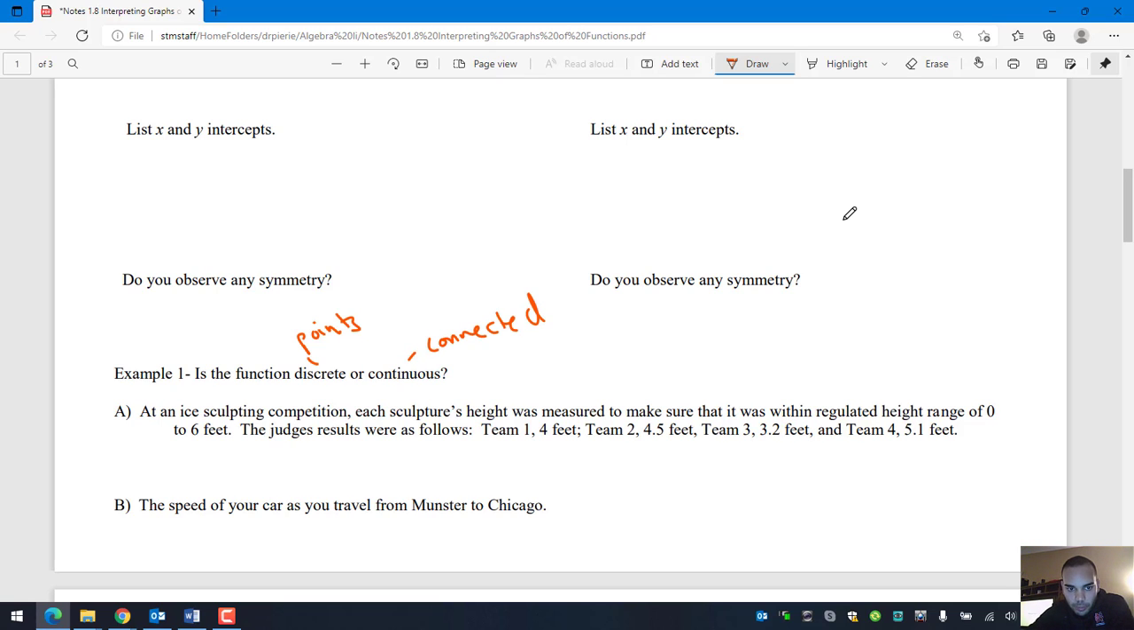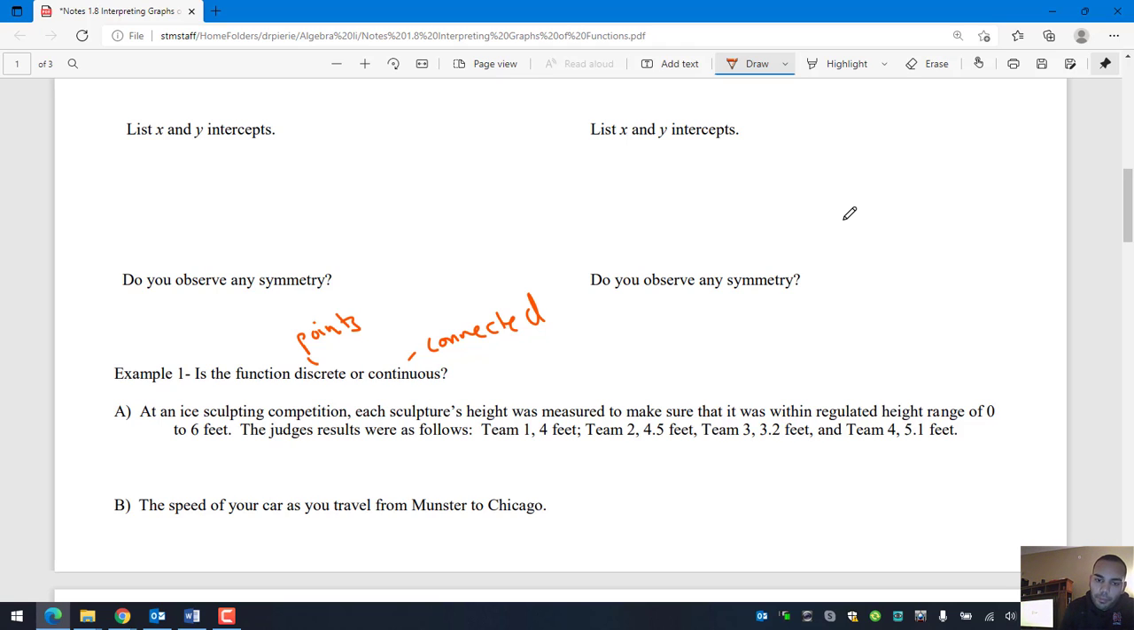So it says, at an ice sculpting competition, each sculptor's height was measured to make sure that it was within the regulated height range of 0 feet to 6 feet. And then the judges' results were as follows. Team 1, 4 feet, Team 2, 4.5 feet, Team 3, 3.2 feet, and then Team 4, 5.1 feet.